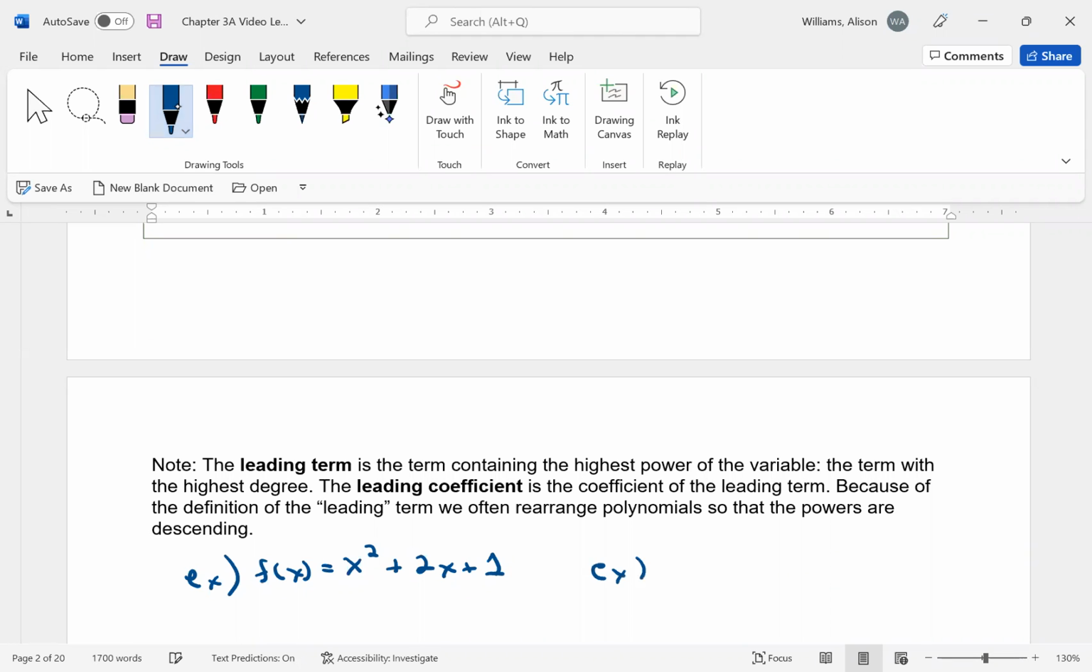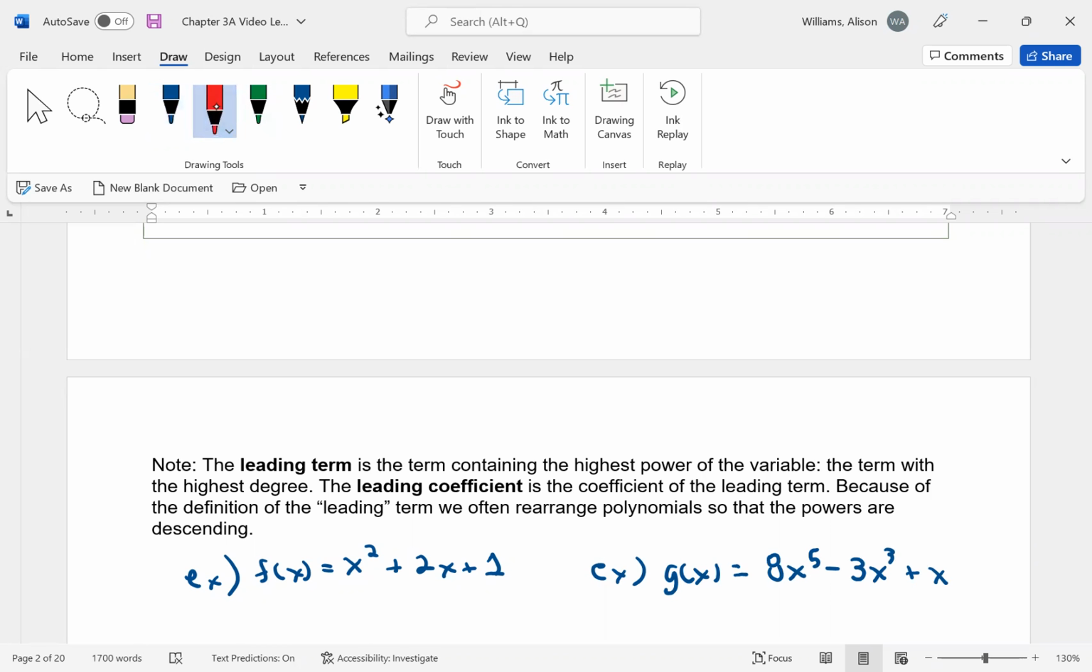Here, let me do one more. Let's do g of x equals 8x to the 5th minus 3x cubed plus x. That would also be an example of a polynomial written in descending order. So the powers are going 5, 3, and then technically that last power there is a 1.